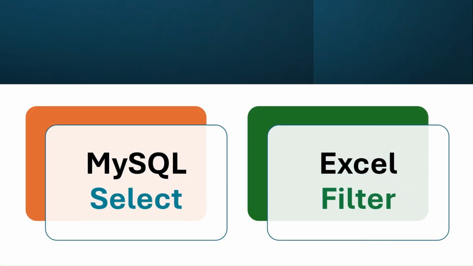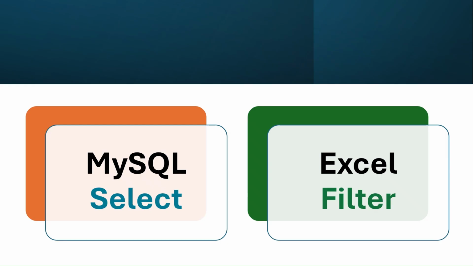We start with SELECT in MySQL, which does the same thing as FILTER in Excel. Now, in MySQL, SELECT is like the bread and butter. It lets you pull out rows and columns, and with the WHERE clause, you can filter to just what you need in the table or in the cells, respectively.